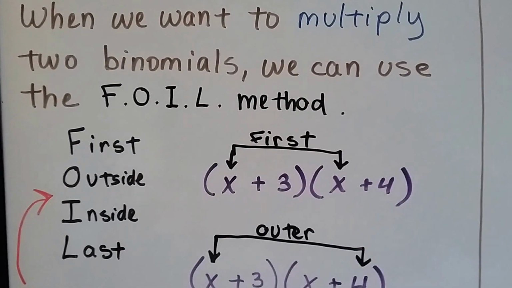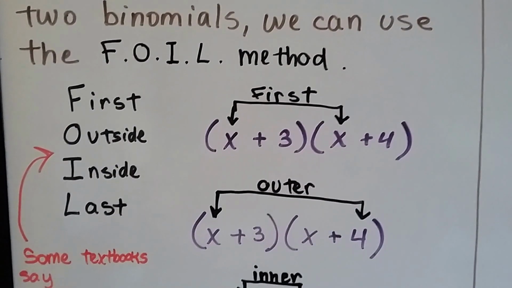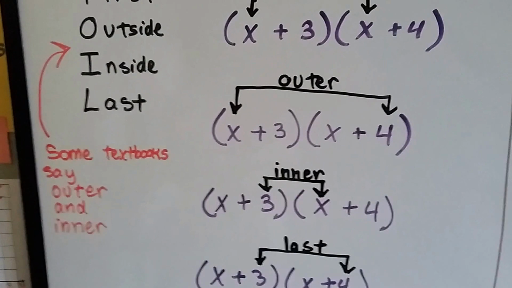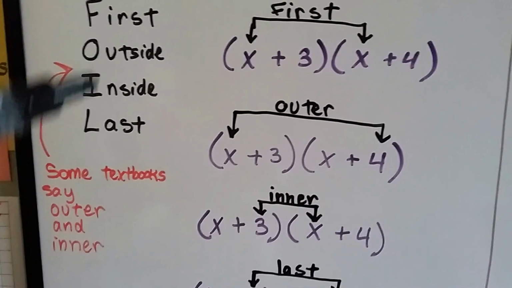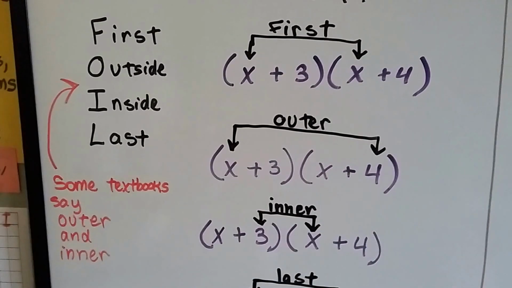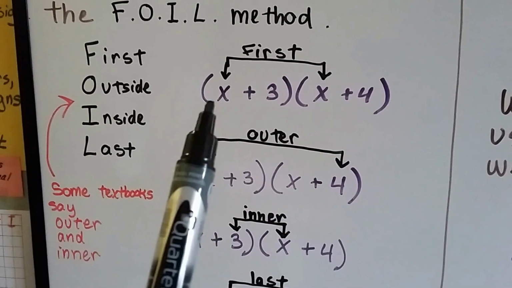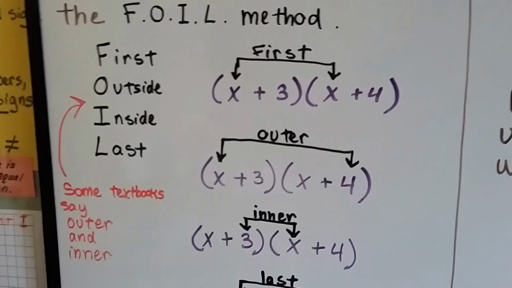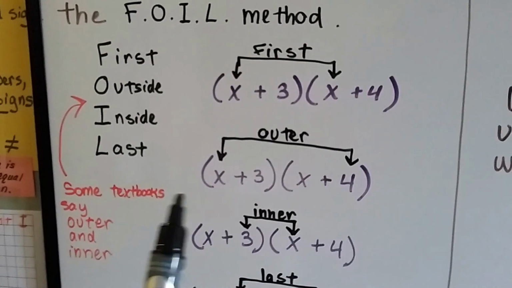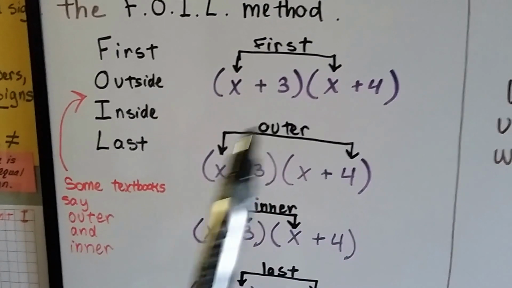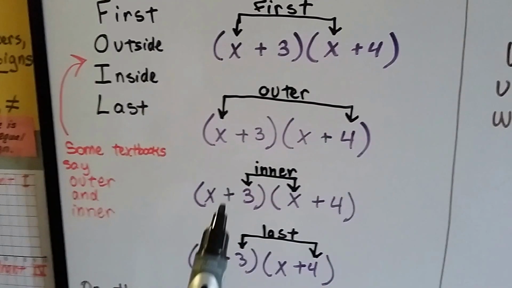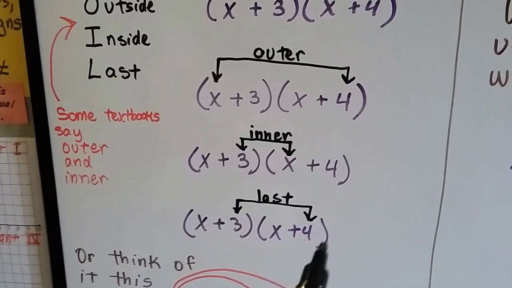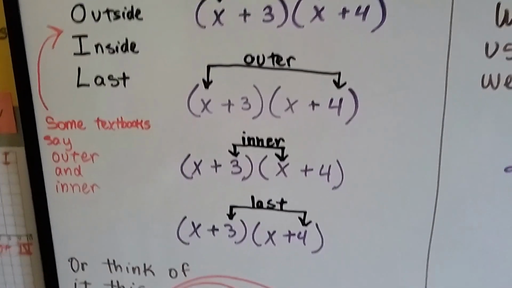When we want to multiply two binomials, we can use the FOIL method. It stands for first, outside, inside, last. And some textbooks say outer and inner. It's the same thing, outside, outer, inside, inner. We multiply the two first terms in the parentheses. Then we multiply the two outer terms in the parentheses. Then we multiply the two inner terms in the parentheses. And then we multiply the two last ones. See? So it spells F-O-I-L, FOIL.